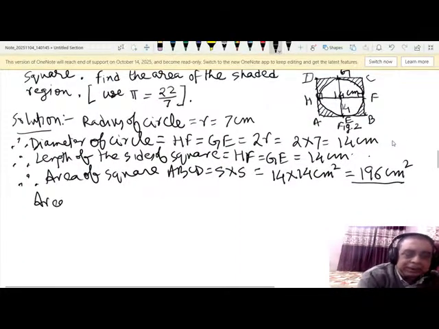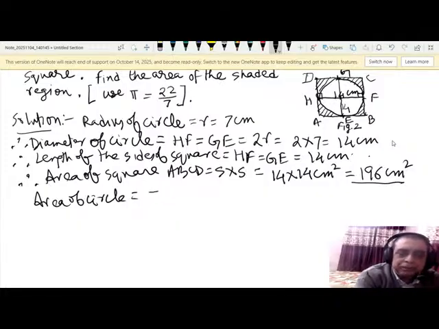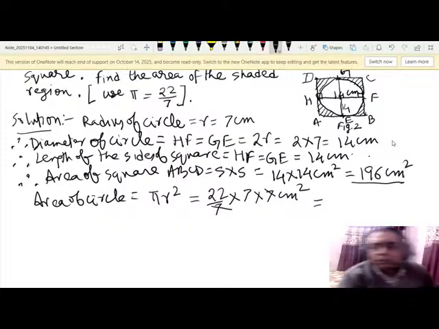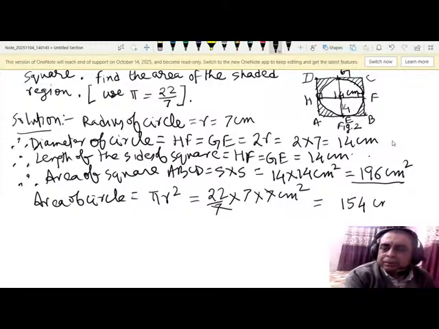Now we will find the area of the circle. What is the formula? We know the formula is pi r squared. Put the value. Pi is 22 by 7 times r squared. R is 7, so 7 times 7 centimeters squared. Cut 7 from the top and bottom. Now multiply 22 times 7. So 7 times 2 is 14, carry 1. 14 plus 1 is 15. So it is 154 centimeters squared.